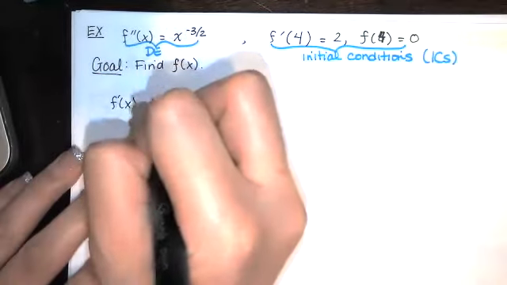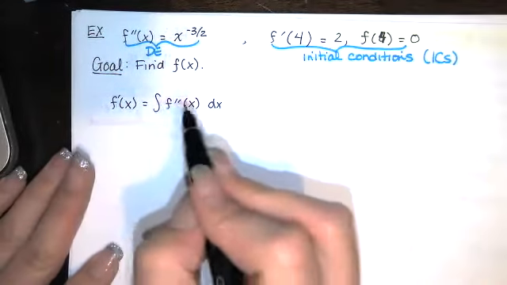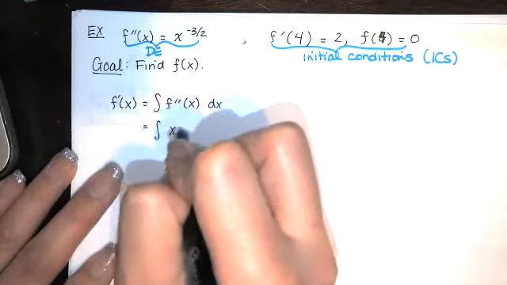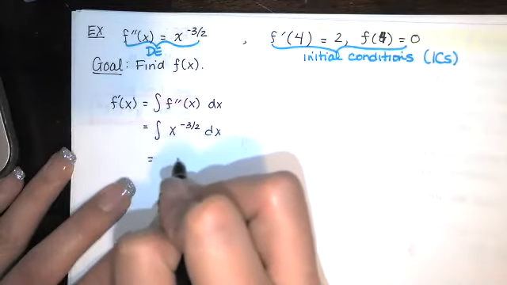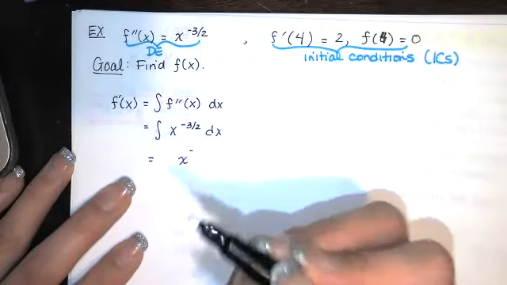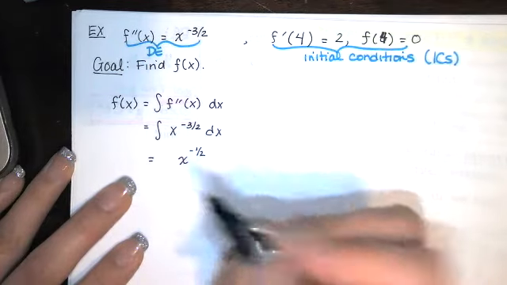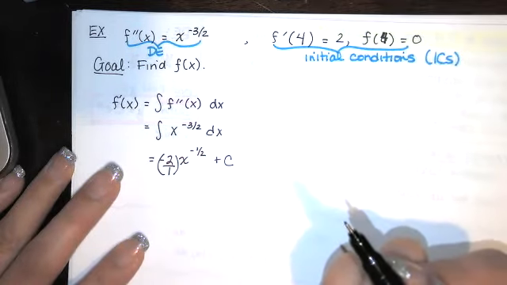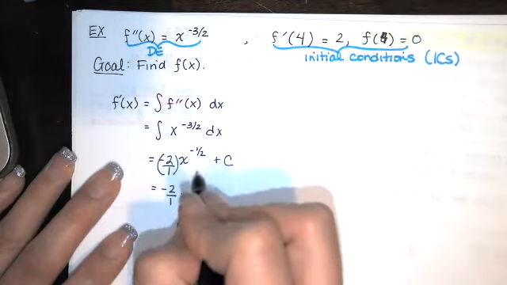Well, first, in order to get rid of that second derivative, I'll take the antiderivative once. The antiderivative of the second derivative is the first derivative. This is already set up, so I can use the power rule. So I add 1 to the exponent. Negative 3/2 plus 1 is negative 3/2 plus 2/2, so that's negative 1/2. And then we divide by the new exponent. Dividing by negative 1/2 is the same as multiplying by the reciprocal, negative 2 over 1. Don't forget your constant of integration. So this is negative 2 over 1 times this.